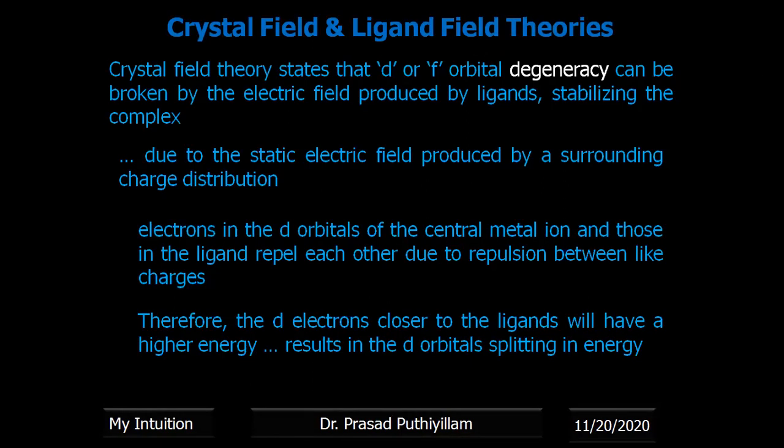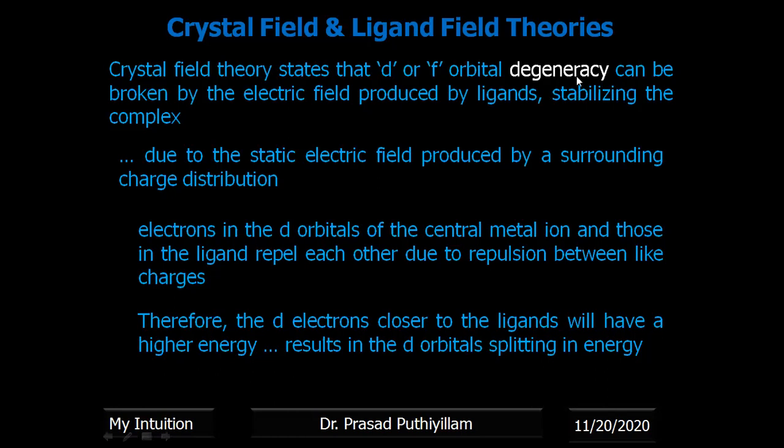Electrons in d orbitals of the central metal ion and those in the ligand repel each other due to repulsion between like charges, and therefore d electrons closer to the ligands will have a higher energy, which results in the d orbital splitting in energy. Let's see one by one.